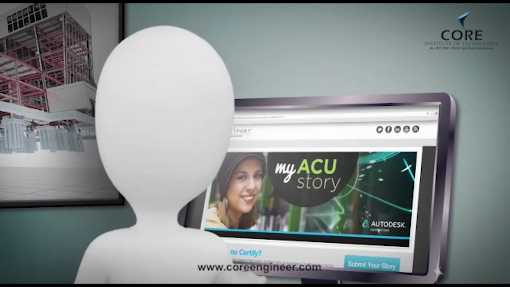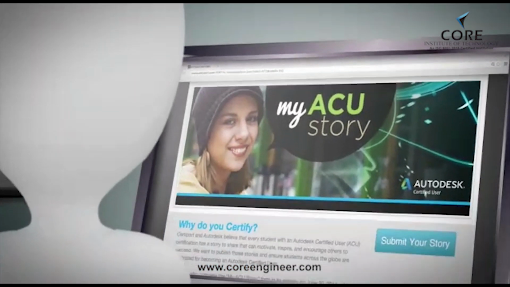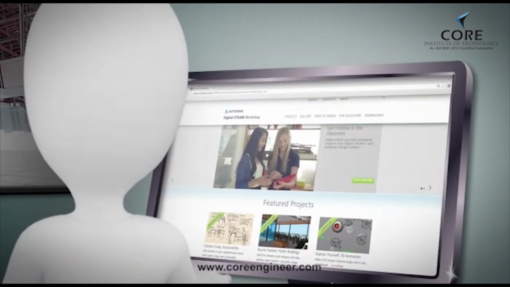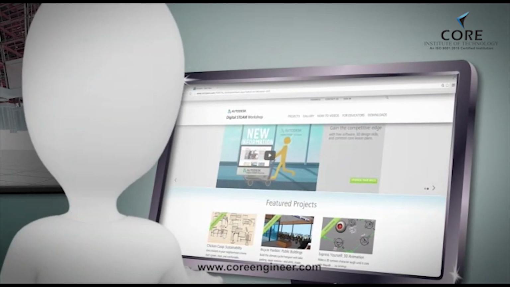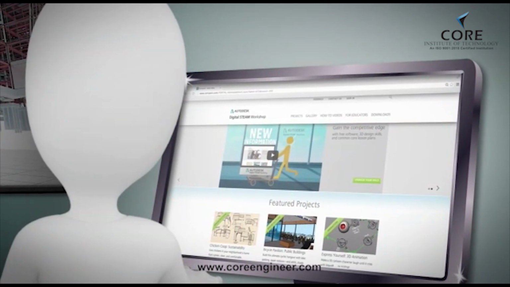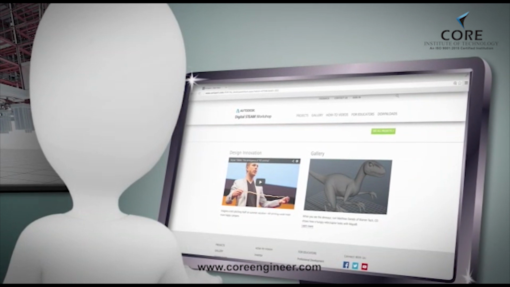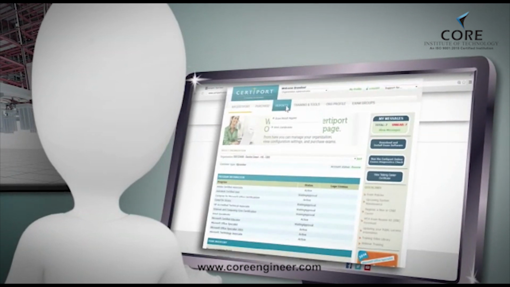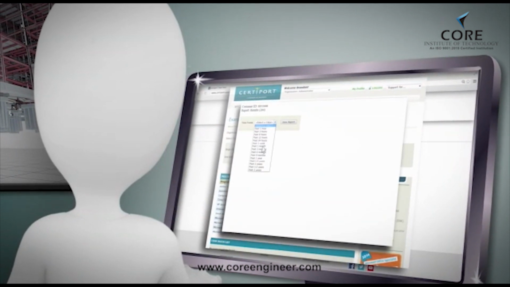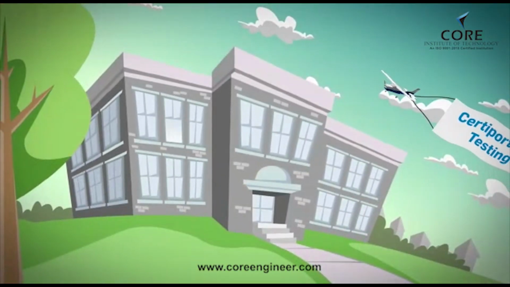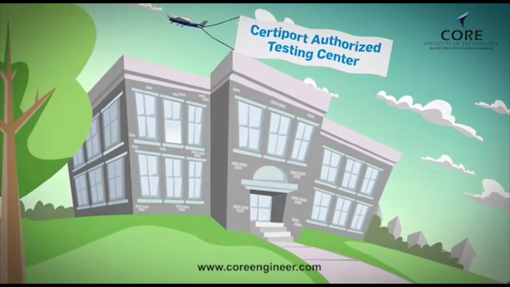Autodesk and Certiport have plenty of resources to help teachers plan their curriculum to include the knowledge and skills students need to pass the exams, including access to online training platforms designed to complement the classroom experience. And delivery of ACU and ACP certification exams is easy and comes with, wait for it, customizable reporting. Yes, that's always a teacher favorite. And the best way for a school to offer the exams is to become a Certiport Authorized Testing Center.